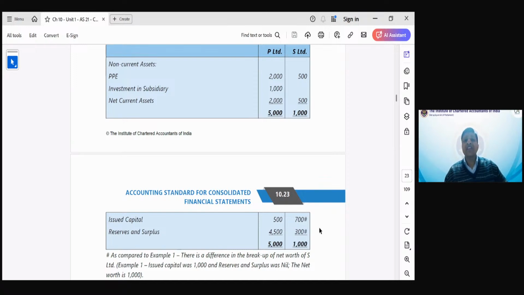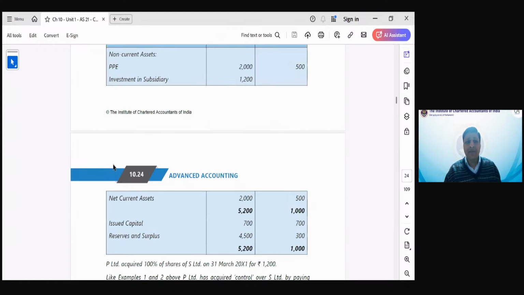So in this case, tell me what is going to be the amount of goodwill or capital reserve? Over to you. In this case, again, nil. Khushi is getting nil. Dilip is also getting nil. And why nil? Because purchase consideration is 1000 and the net assets acquired are also 1000. Okay. Clear? Good. Neeru is also getting nil. All right. So let's look at another example.